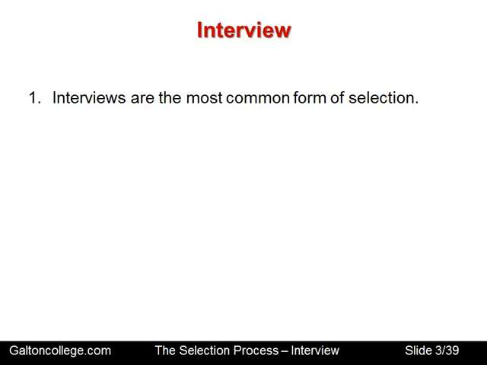If the work was highly specialised and highly paid, the candidate may be asked to attend an assessment centre. But for most routine type work, interviews are how the process is conducted. Interviews are the most common form of selection procedure.